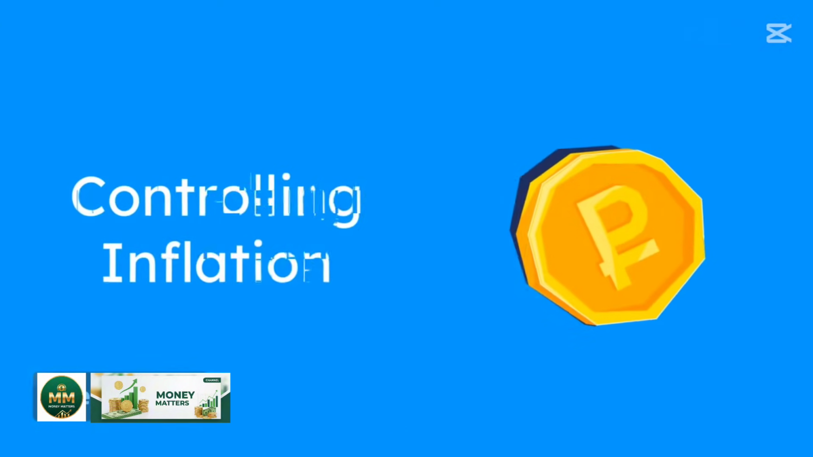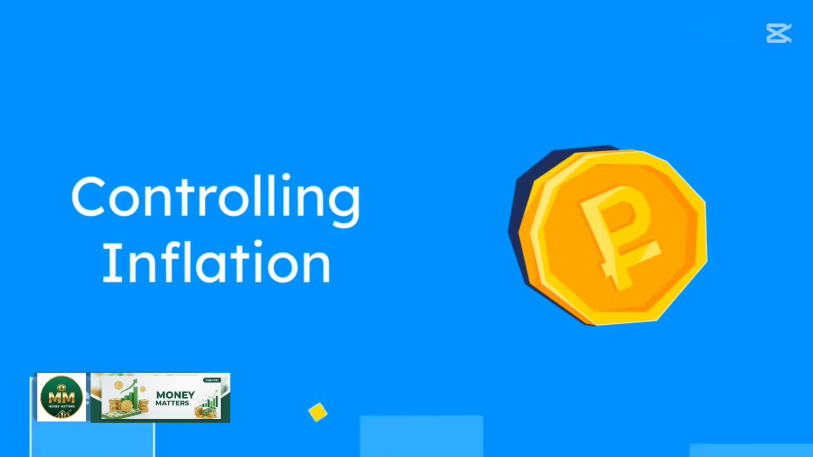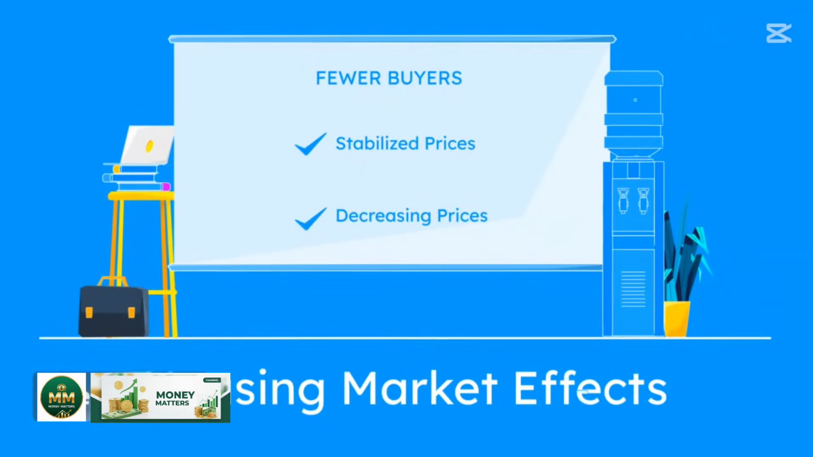High interest rates are often used by central banks to cool down an overheated economy or control inflation, preventing prices from rising too quickly. If mortgage rates increase, fewer people may buy homes, and home prices may stabilize or even decrease.